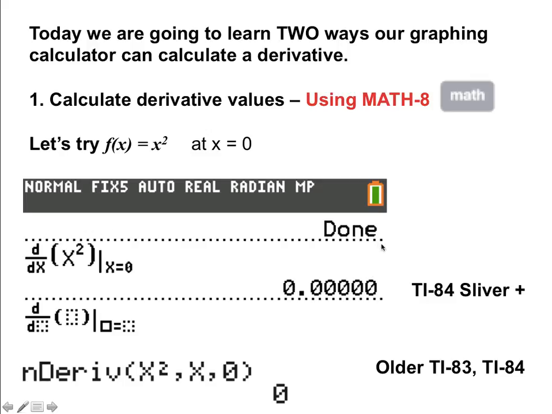So go ahead and work on the calculator, do a Math 8, this will pop up, and then you can plug in your information. Your x squared is your function, we're evaluating it at 0, so 0 goes here. If you have an older Texas Instruments calculator like an 83 or an 84, you have this syntax that has a little more programming look: nDeriv means numeric derivative of the function x squared, then a comma, with respect to x, and a comma, evaluated at 0, and then you put in a right bracket. When you hit enter, you also get that value 0. This is for the newer calculators, and this is for the older calculators.